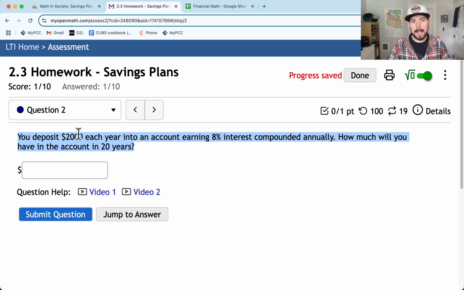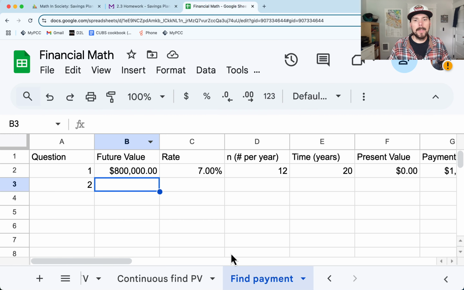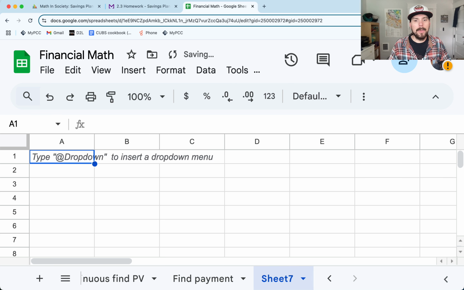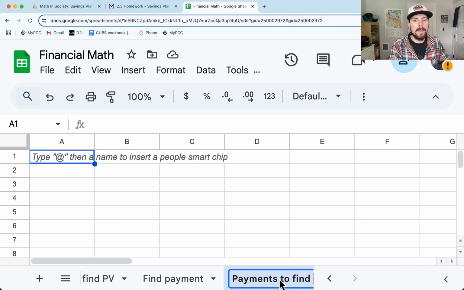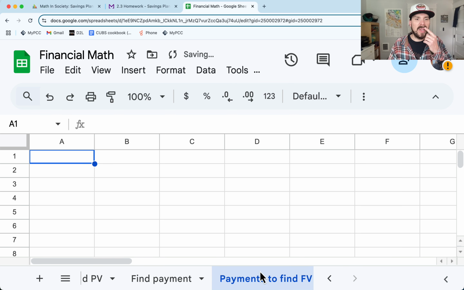I'm not finding a payment amount. In this problem, I have the payment there and I want to know the future value. So this is a little different. I'll create a new sheet for this. This is payments and payments to find future value. Be kind of a nice way to sum that up.